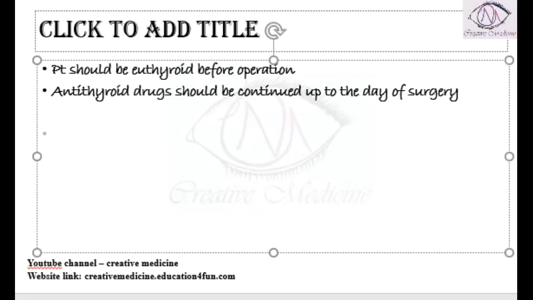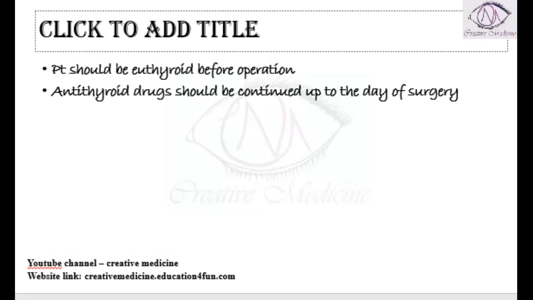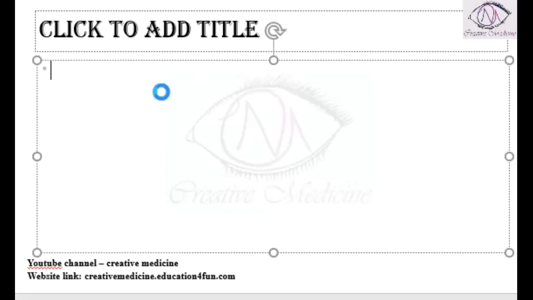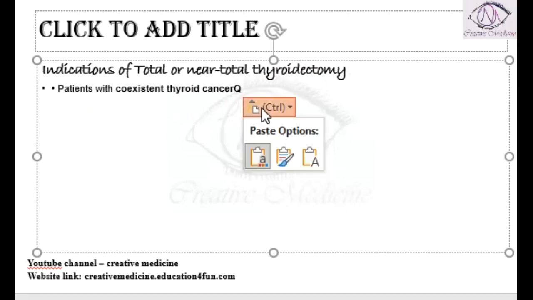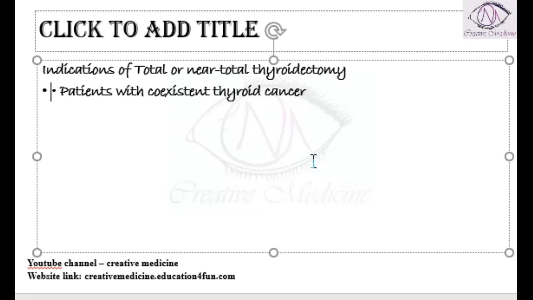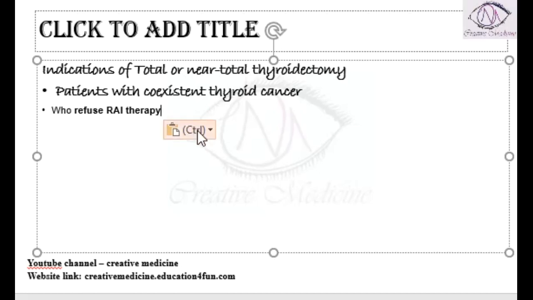Then, what are the indications of total or near total thyroidectomy? In surgery, we generally do total or near total thyroidectomy. One, if the patient has Graves disease and also coexistent thyroid cancer, then obviously, we do not want the cancer to spread or some malignant cells to be left in the thyroid gland. So thyroidectomy should be done. And also for those patients who refuse radioactive iodine therapy, we should do thyroidectomy.